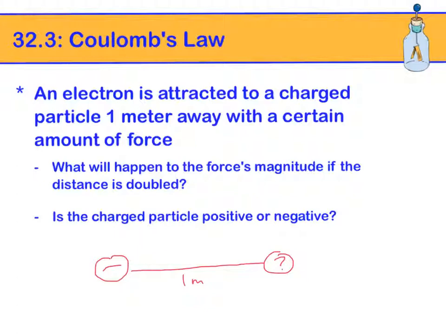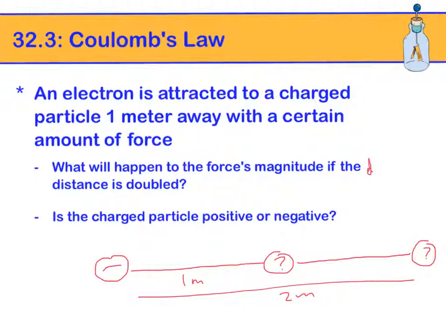Well, we know that if we double that distance and make it 2 meters, because of the inverse square relationship, when we double the distance, we are going to cut the force to a fourth. So it'll be 1/4 the magnitude that it was before. Now, is that charged particle positive or is it negative? We said that it is an electron that is attracted, so this must be positive, because remember, opposites attract.